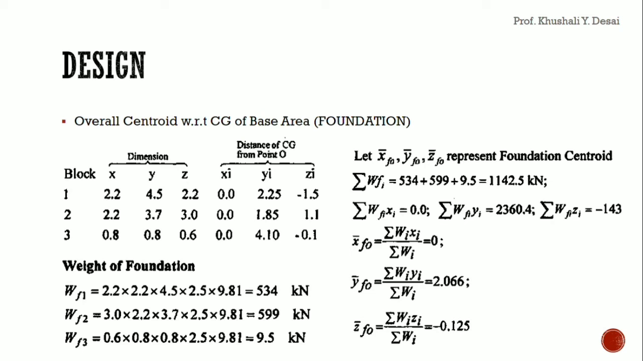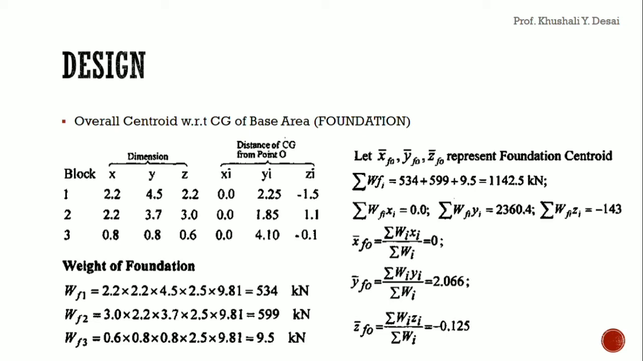Weight of foundation is nothing but the volume into density. So volume for the first one is 2.2 cross 4.5 cross 2.2 into 2.5 ton per meter cube. We'll require to multiply this with 9.81 to convert into kilonewton, which gives us 534 kilonewton. Similarly, foundation 2 has 599 kilonewton, third is 9.5 kilonewton. Just as we did for the machine, the same has to be followed here.